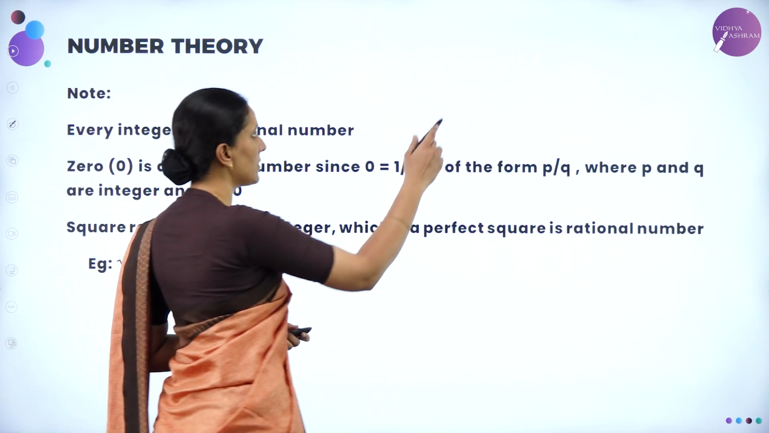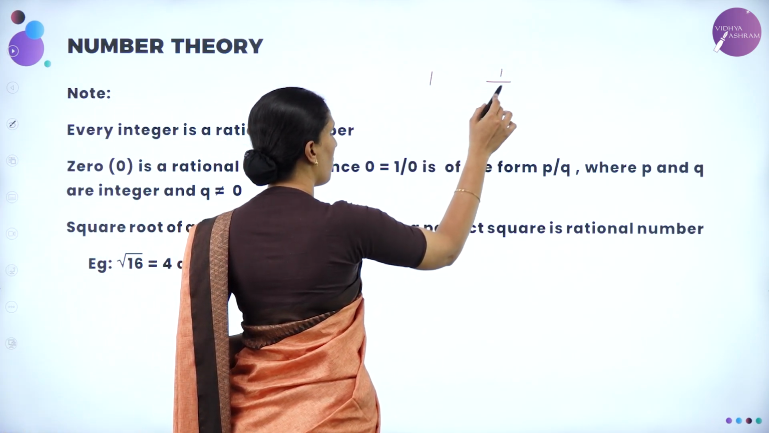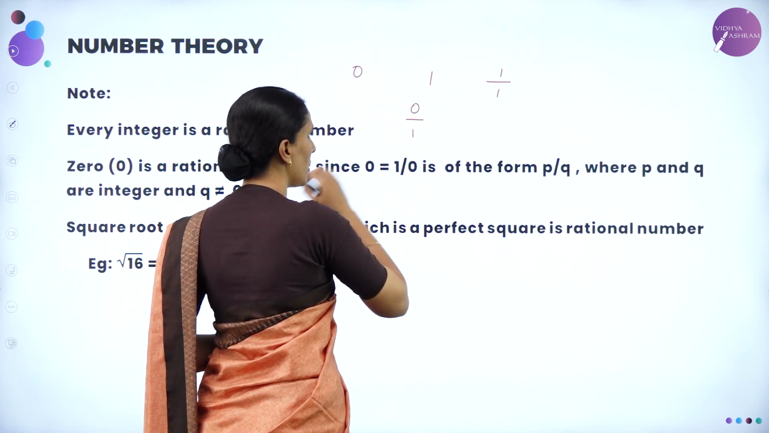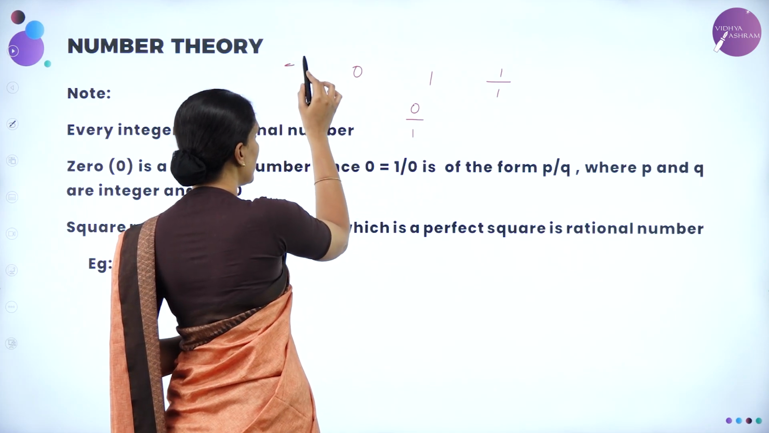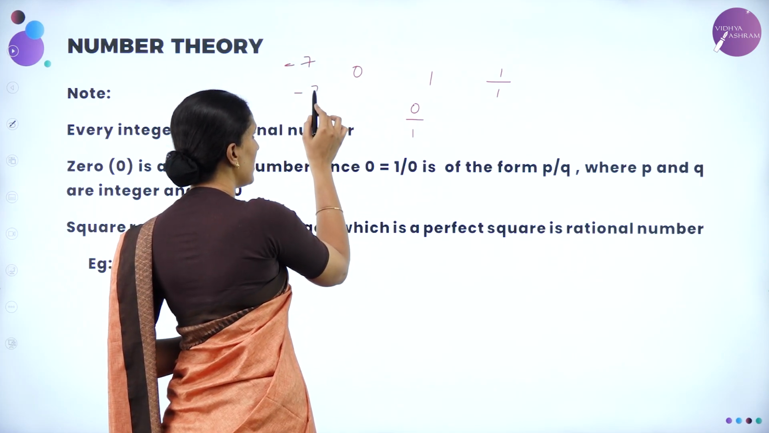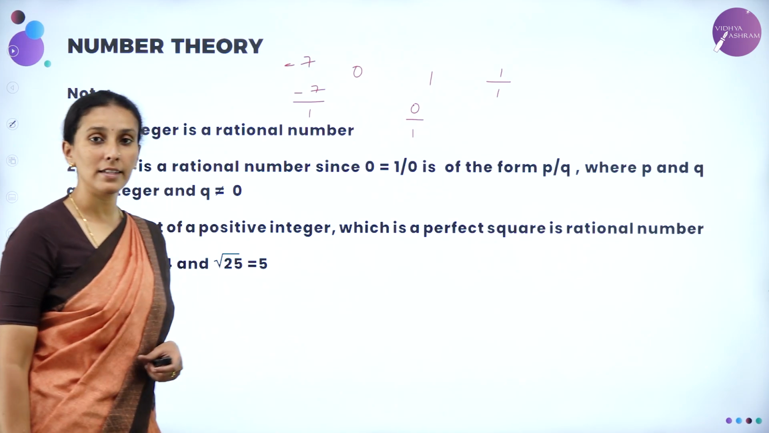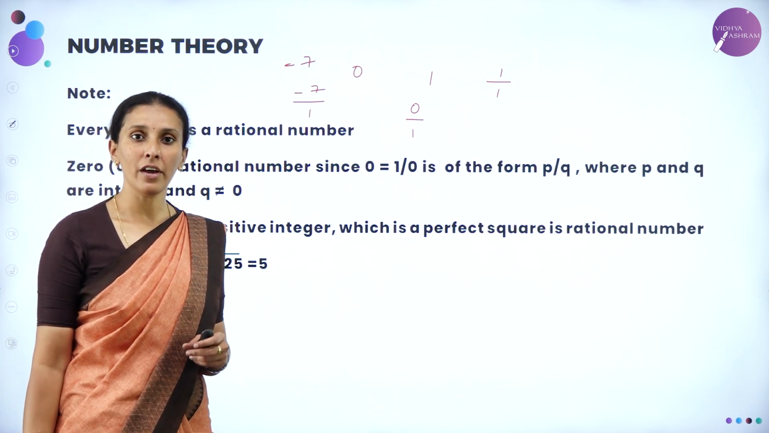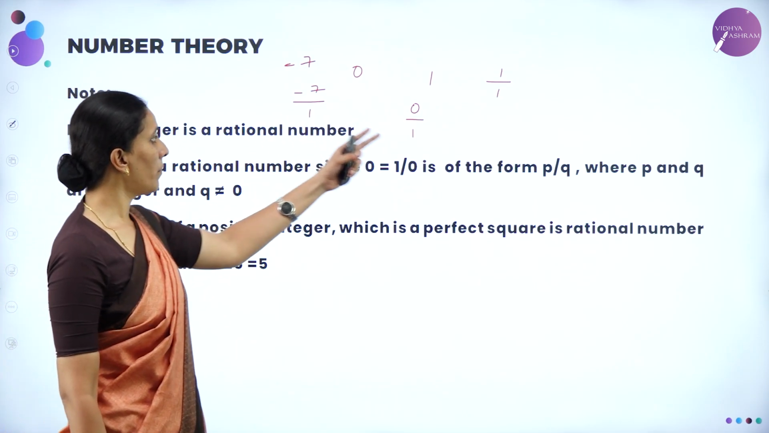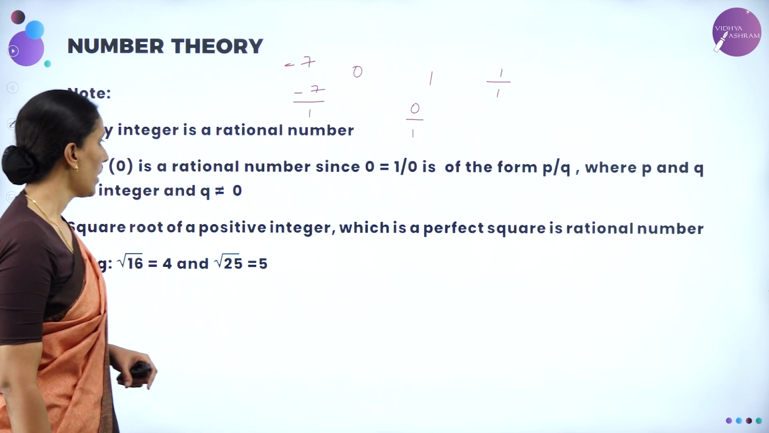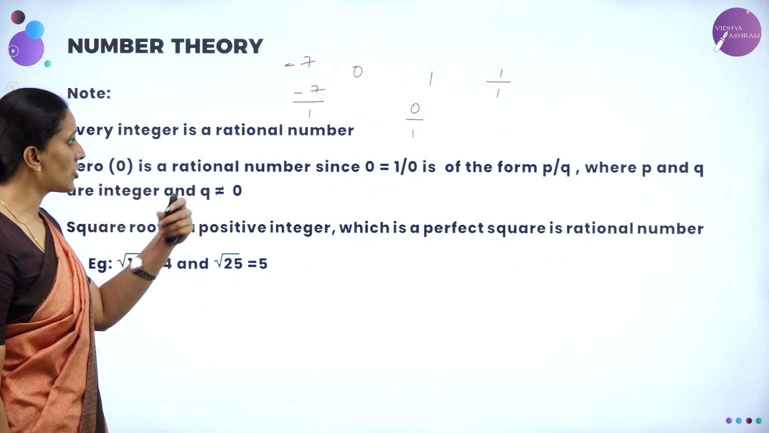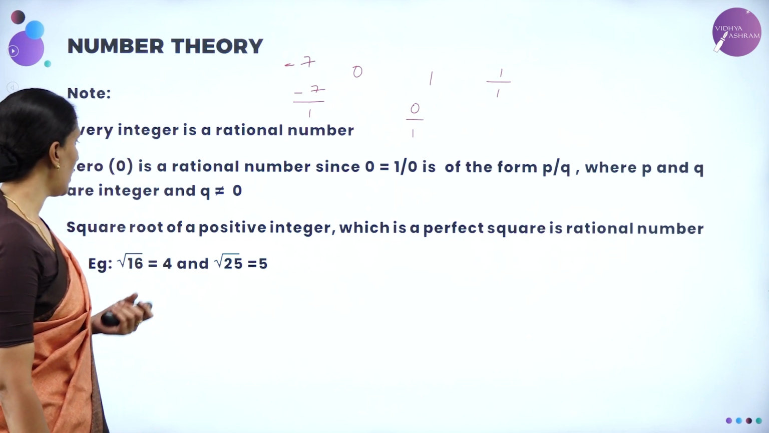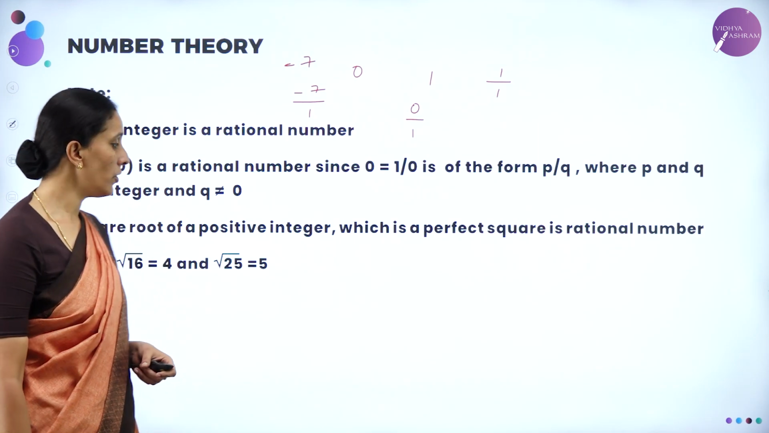Now, here every integer is a rational number. So that means if I consider 1, it can be written in the form of 1 by 1. If I consider 0, it can also be written in the form of 0 by 1. If I consider any negative number, -7, then -7 can also be written in the form of -7 by 1. So every integer can be expressed in the form of a rational number provided the denominator is equal to 1. And the next thing is 0 is a rational number since we can write it in the form of P by Q, where P and Q are integers and Q not equal to 0.